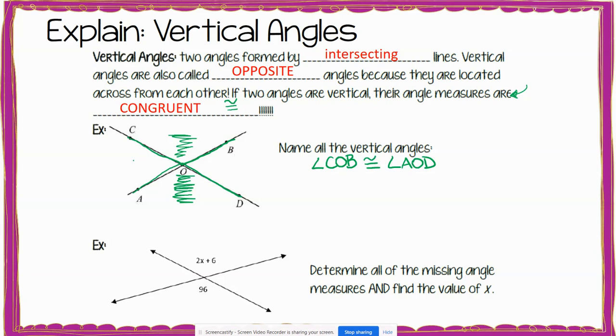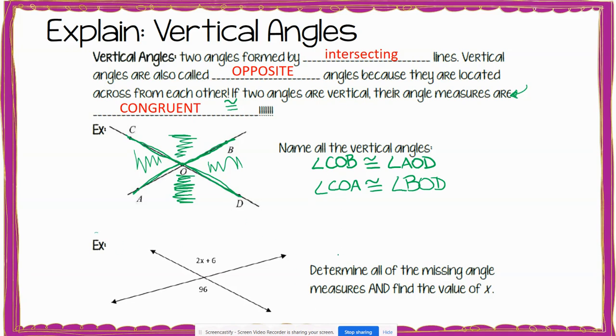Now, another set of vertical angles is this angle to this angle. Well, this angle starts at C, then goes to O, then A. So this is angle COA. And it is congruent to this angle over here. And this angle is B to O to D. So it is congruent to angle BOD.